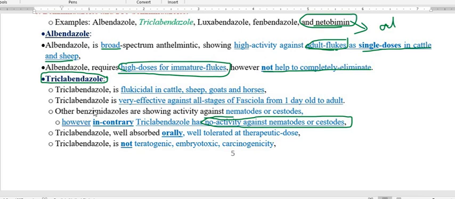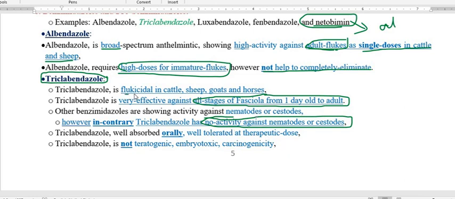Another interesting point is that triclabendazole has very good efficacy against Fasciola of all stages, whether immature or mature. Even 1 day old flukes are killed by triclabendazole. A drug like diamphenethide has the same property, but there the adults are less susceptible, so it is active from day-old to adult.